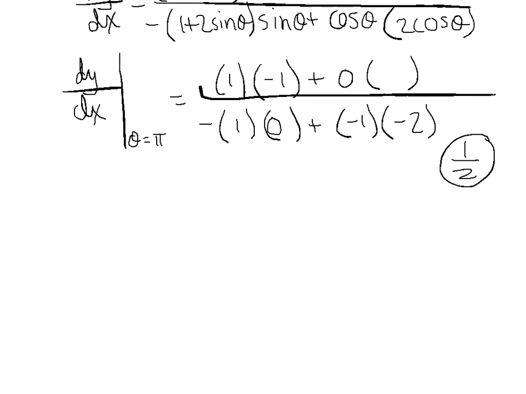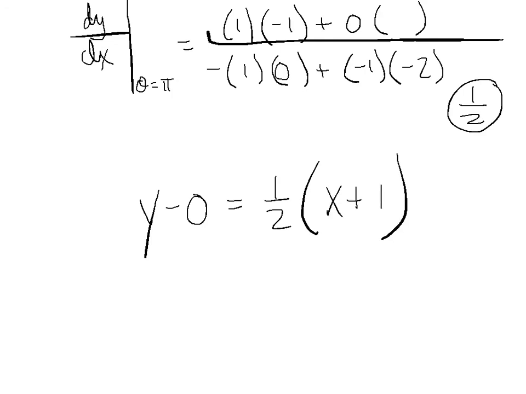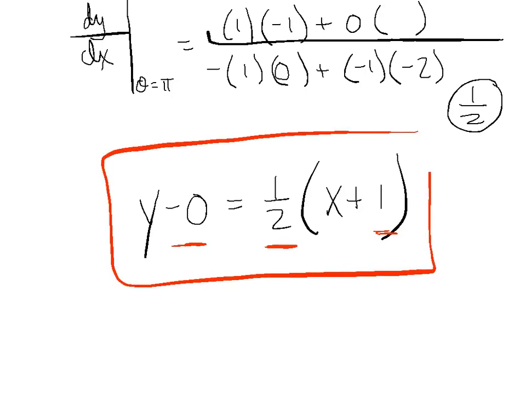Ladies and gentlemen, we are coming down the home stretch. We are ready to put it all together. I'm going to say y minus 0 equals 1/2 times x plus 1. So we found everything we needed. Our x-coordinate was -1, our y-coordinate was 0, our slope was 1/2, and ladies and gentlemen, we've got the equation of that tangent line in rectangular form.